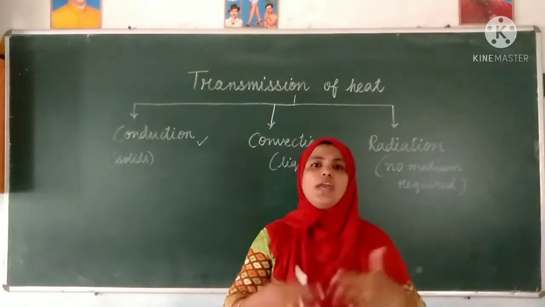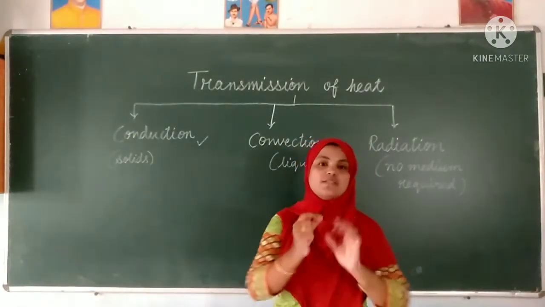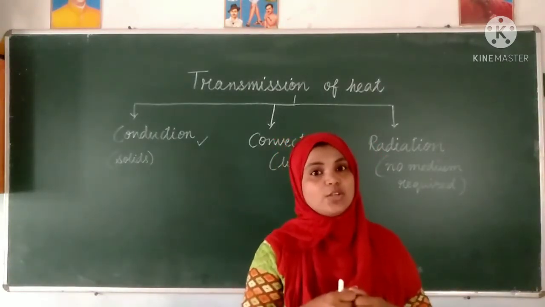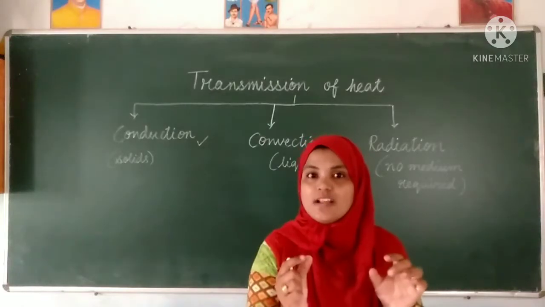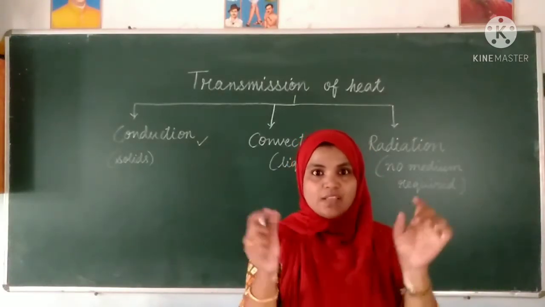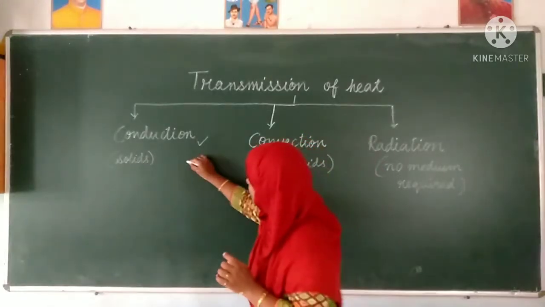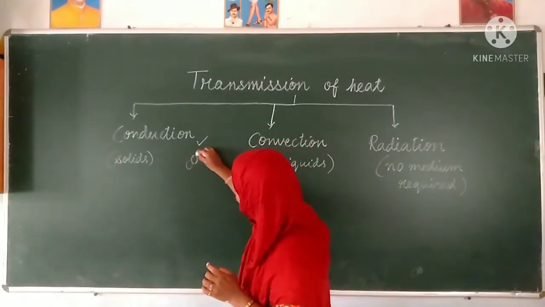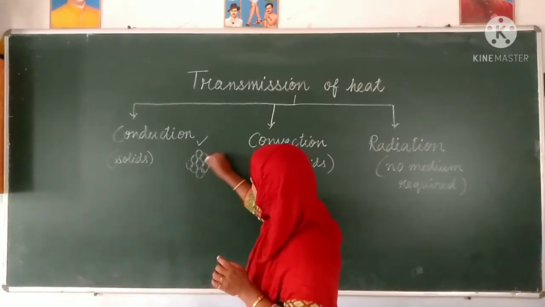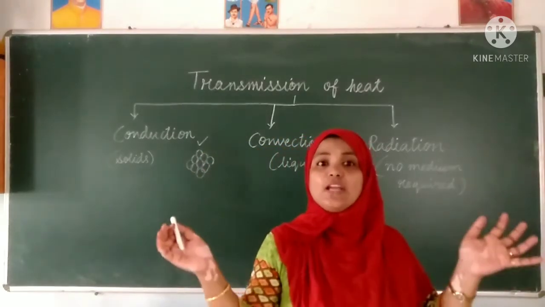Now let us go into the molecular arrangement of solids. How are molecules arranged in solids? You tell me. The molecules are arranged very tightly and they are packed, isn't it? There is no space. We have learned this in our lower classes, right? If you consider this as the molecules, you can see that the molecules are very tightly packed. They are very compact.